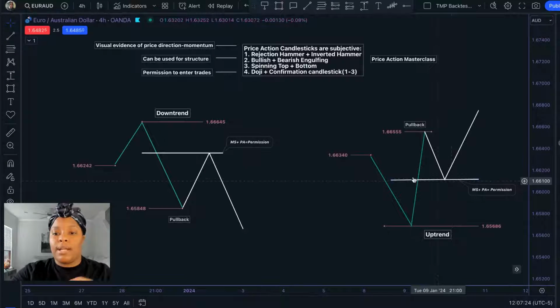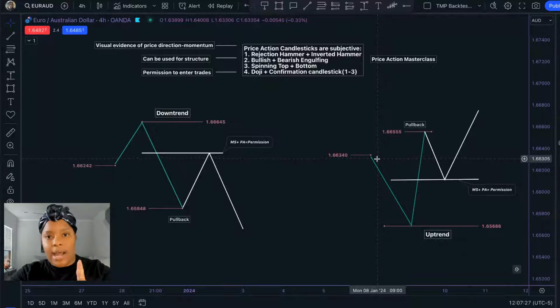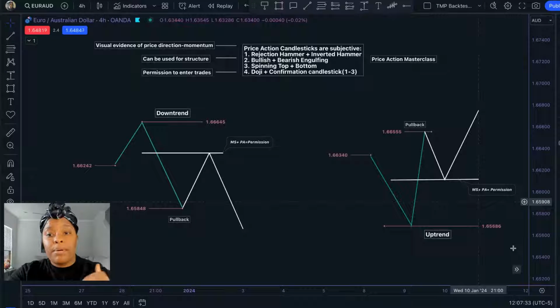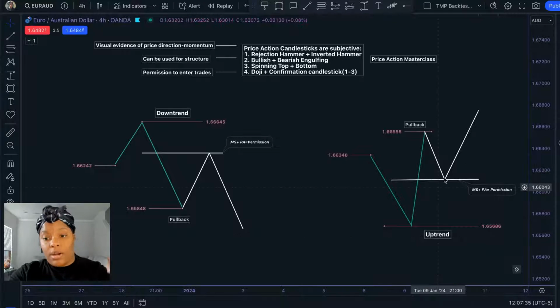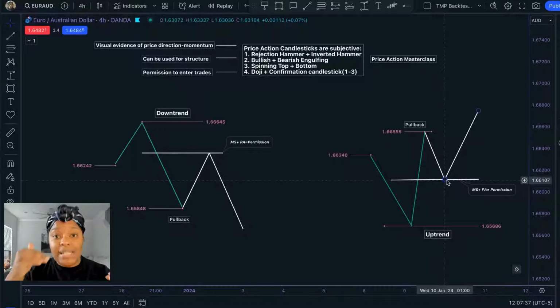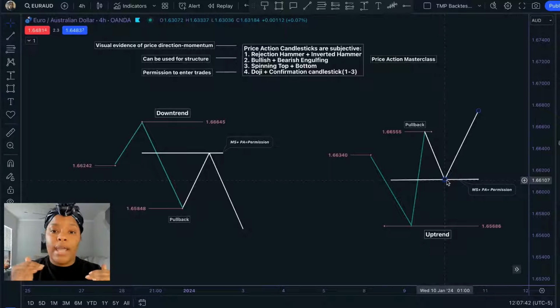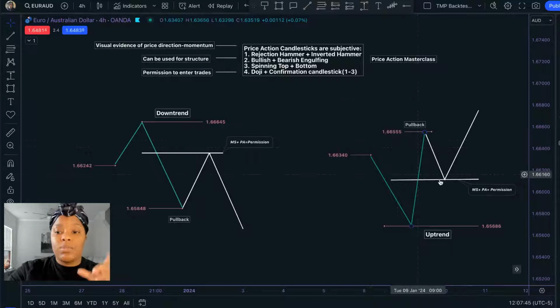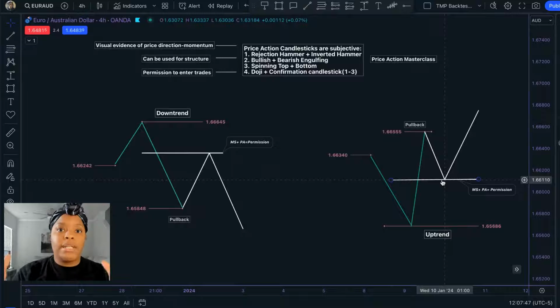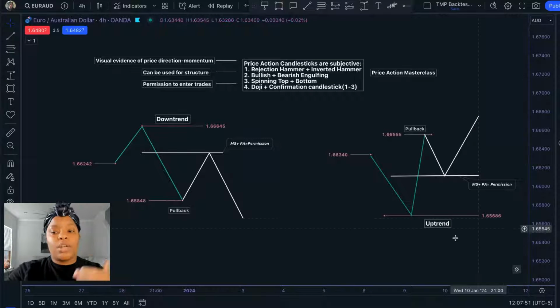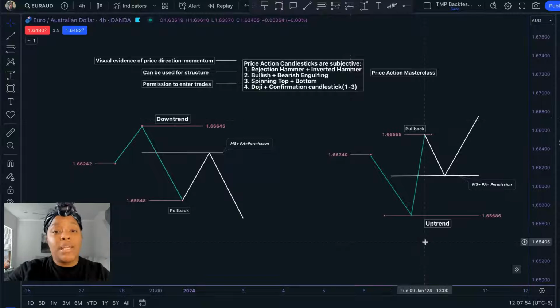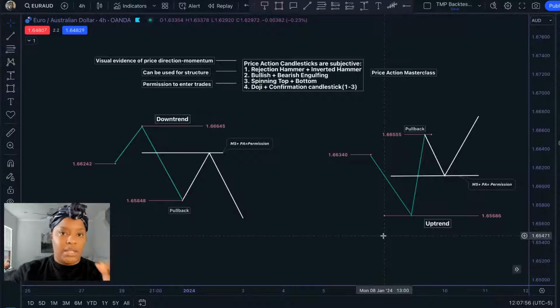Same thing for the uptrend. 2 higher highs, 1 higher low. Make sure y'all are writing this down. Okay. 2 higher highs, 1 higher low. You want to place structure above your higher low. You want price to come and meet your structure. You need price to touch structure. And then we're going to take one of these 4 candlesticks, whatever one prints, and then we're going to be buying in the uptrend. All right. So market structure plus price action equals permission. It gives you permission to enter your trade.